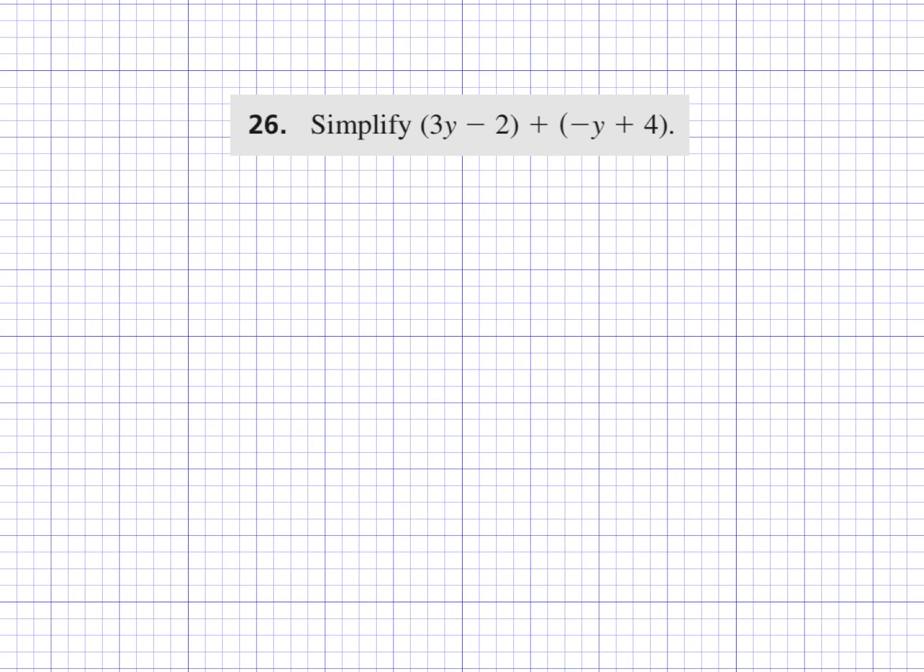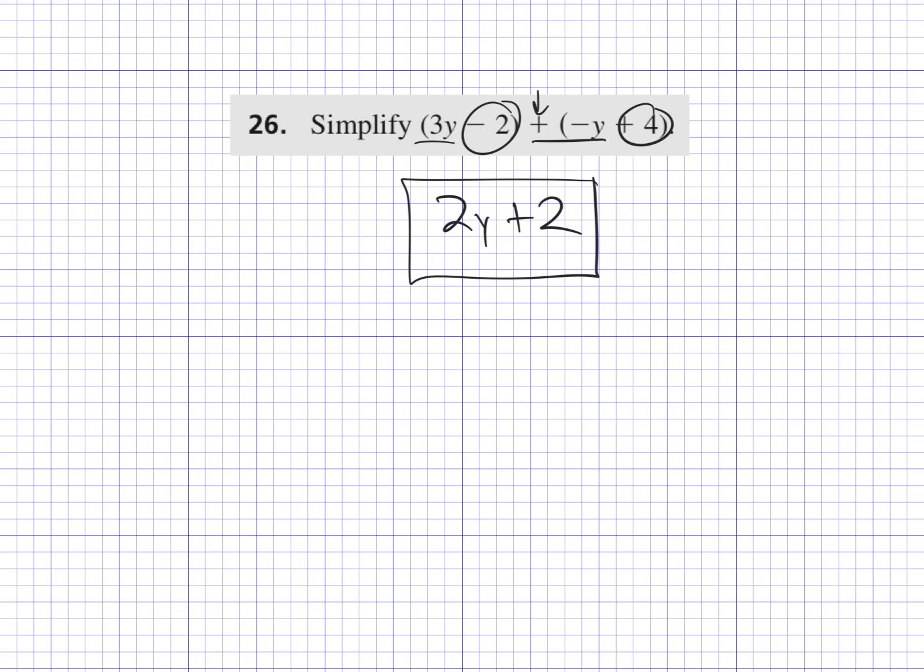And the last problem, review, simplify. We have 3y and a plus negative y would be 2y. We have a negative 2 plus a positive 4, which would be positive 2. And that would be that expression simplified.